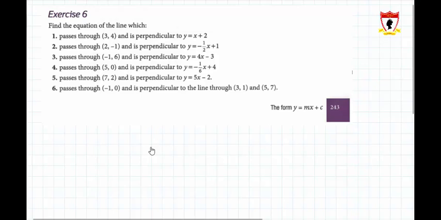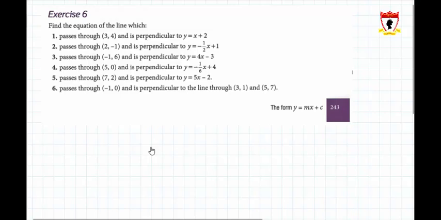In this tutorial, we're going to find the equation of a line which is perpendicular to a given equation and passes through a given point. So, as we go along, I'm going to give you some hints to help you do this topic very well.